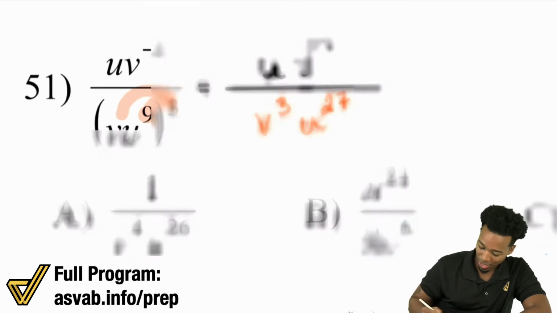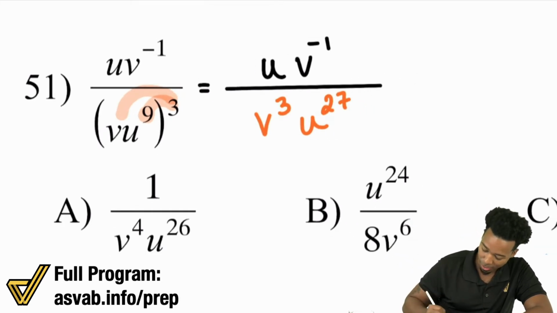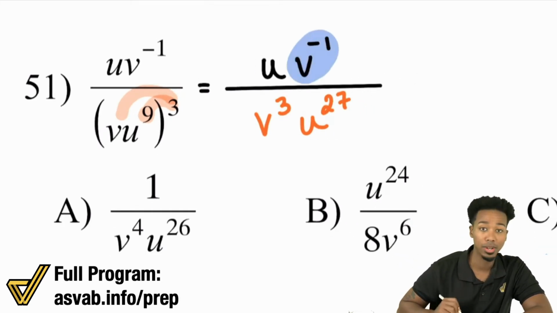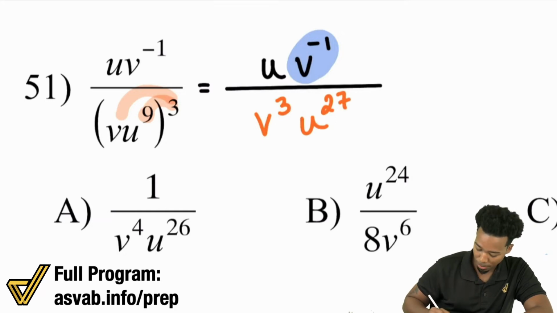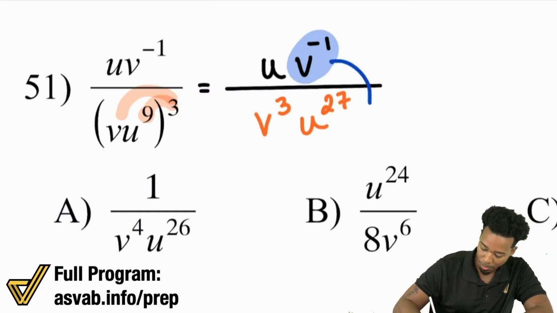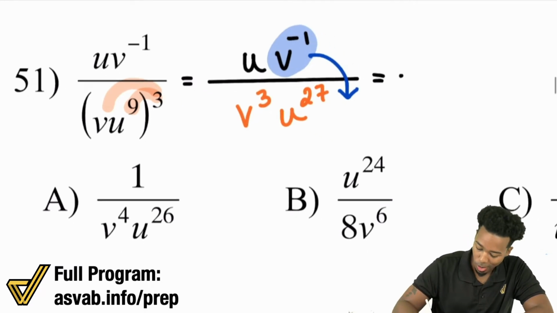So let's go ahead and get into it here. I see that we have ourselves v to the power of negative 1. And again, you can simply make it a positive 1 by throwing it into the denominator. So in doing that, let's just go ahead and get it done here.